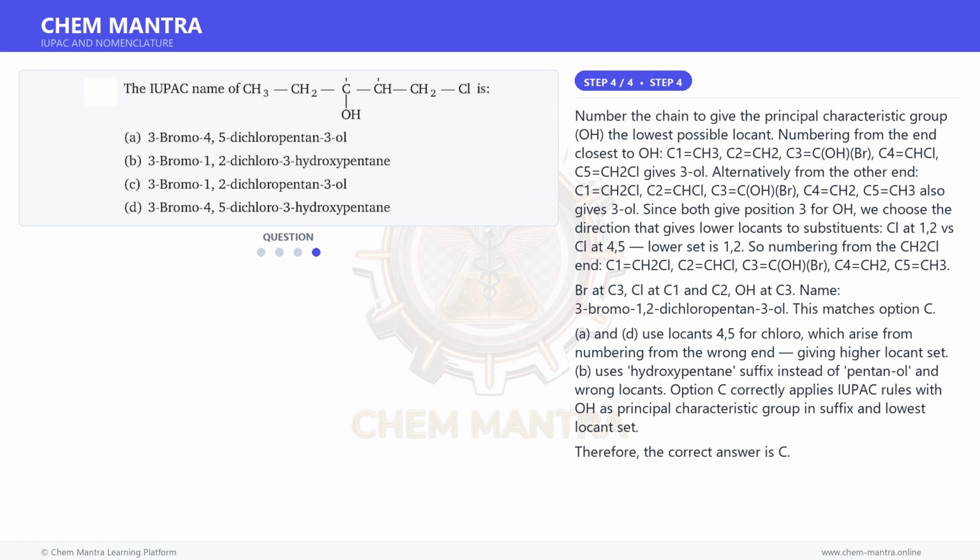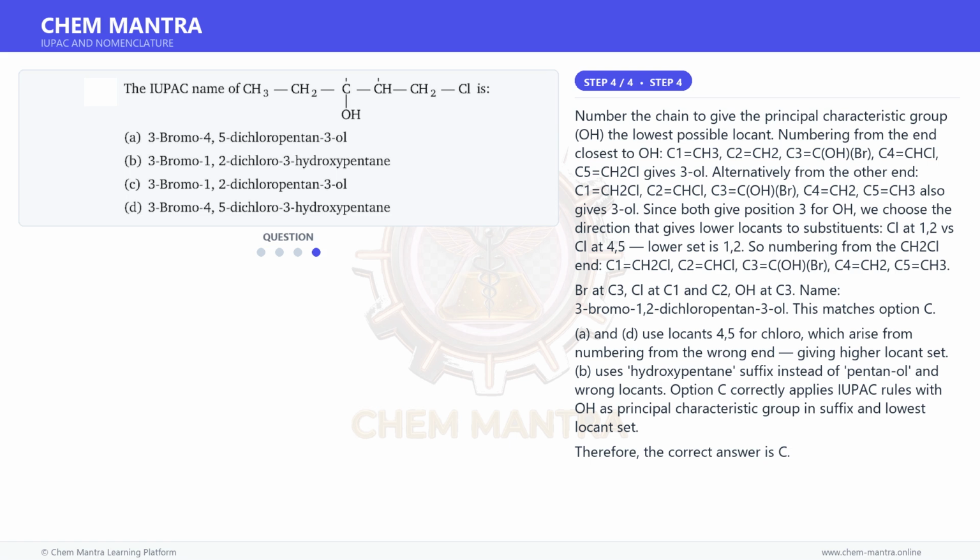Alternatively, from the other end, C1 is equal to CH2Cl, C2 is equal to CHCl, C3 is equal to C of Br, C4 is equal to CH2, C5 is equal to CH3 also gives 3-ol. Since both give position 3 for OH, we choose the direction that gives lower locants to substituents, Cl at 1, 2 versus Cl at 4, 5. The lower set is 1, 2.